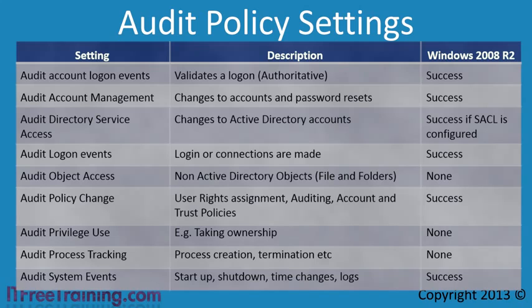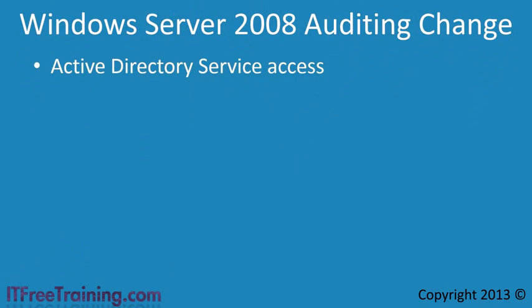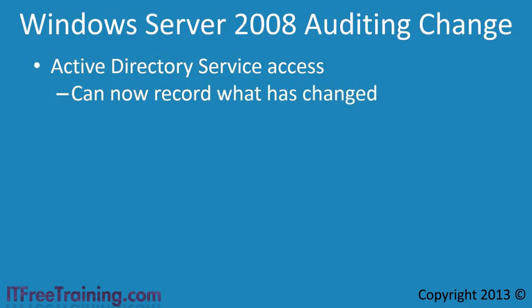In some cases, it may not be enough to know that a change has occurred. You may also want to know what the value was before the change. For example, when membership for an Active Directory group is changed, you may want to know what the membership was before the change. With Windows Server 2008, Active Directory Service Access has been improved to be able to record information about what has changed. For example, if a user is removed from a group, the event will contain information about which user was removed from the group.